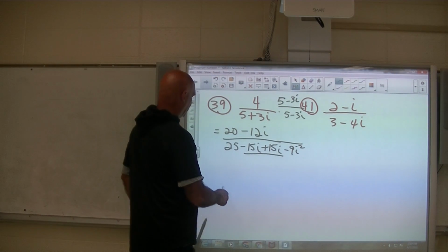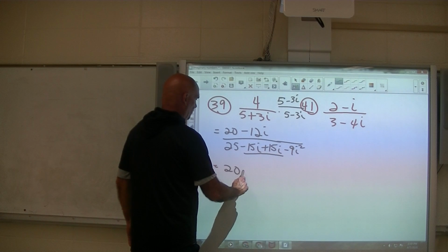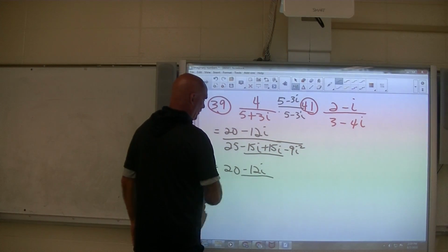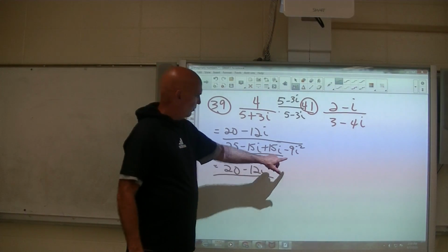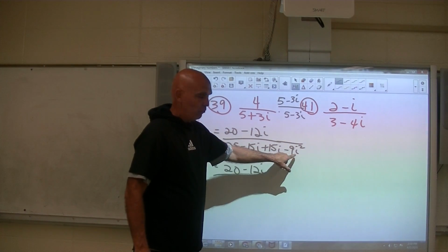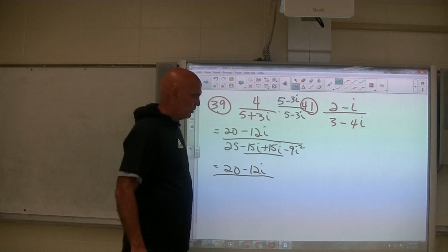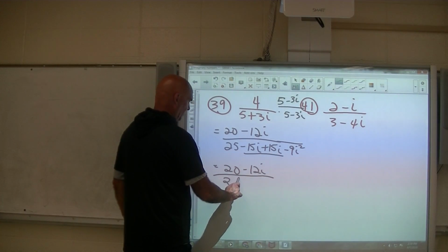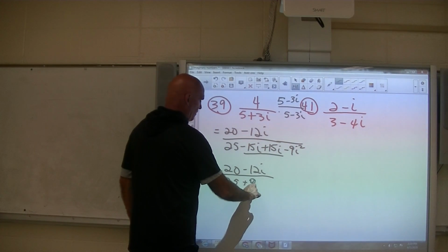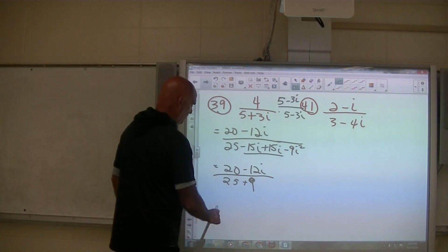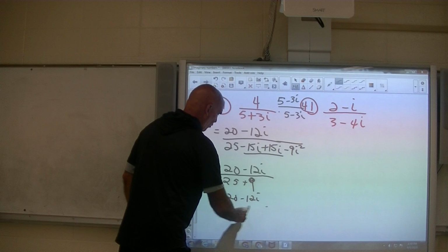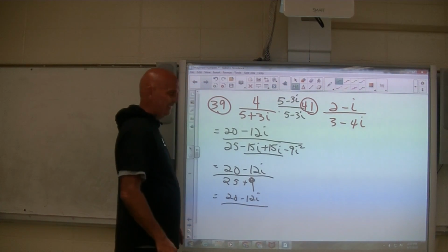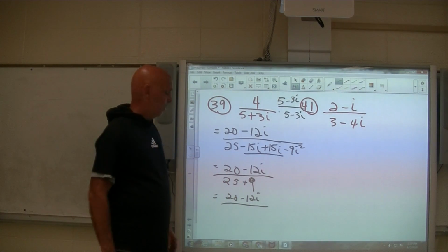Okay, so let's see, what I have at the top is 20 minus 12i. So hold that thought just a second. At the bottom is 25 minus 9i squared. Okay, so i squared is negative 1. So negative 9 times negative 1 is a positive 9. So I got 25 plus 9. And that's going to be 20 minus 12i over 25 plus 9, which is like, what, 34?